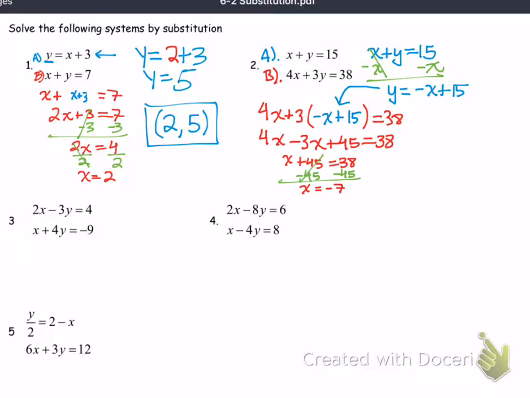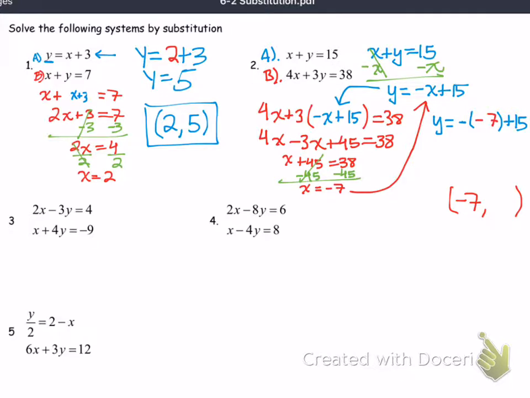If you solve for x correctly, then you should have gotten x is equal to negative 7. So negative 7, I know my coordinate point is going to be negative 7 comma something. And now it's time to find the y. So I'm going to plug this back into here. Okay? And it says y is equal to negative x plus 15. But instead of x, I'm going to plug in the negative 7 that I just found.